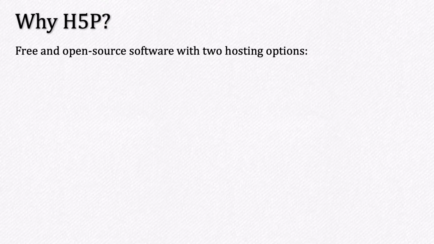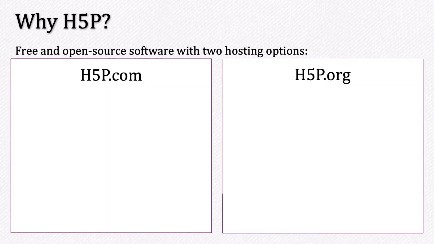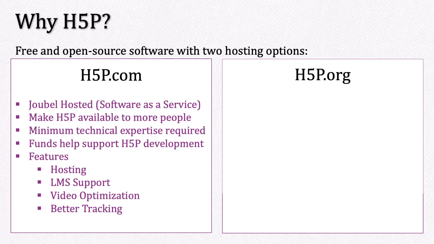And this brings me to the second point about H5P. There are actually two hosting options, h5p.com and h5p.org. So let's compare and contrast these a little bit. So h5p.com, which is what we used, is an example of software as a service, or SaaS.